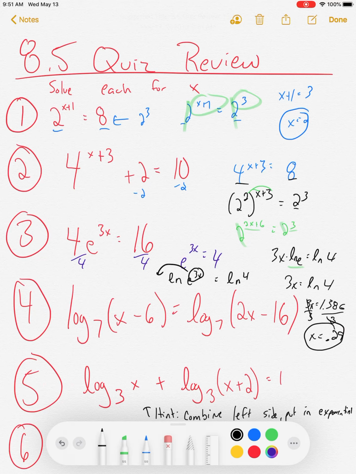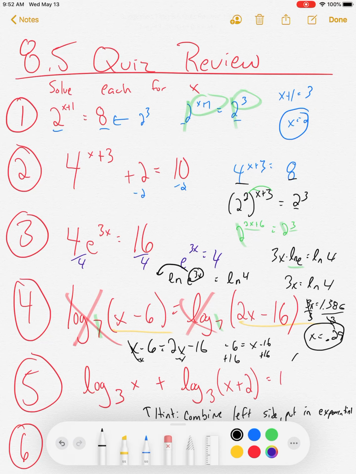Okay, I'm going to leave this up for a little bit, then I'm going to erase everything so I have more room for this next one. Actually, the next one I don't need room for. This one's probably the easiest one on the whole sheet because I have log base 7 and log base 7. What we do here, if we have the same log, we do the thing called sawing logs. Get rid of it, set this and this equal. x minus 6 equals 2x minus 16. That easy. Minus x, negative 6 equals x minus 16, plus 16, plus 16, x equals 10.